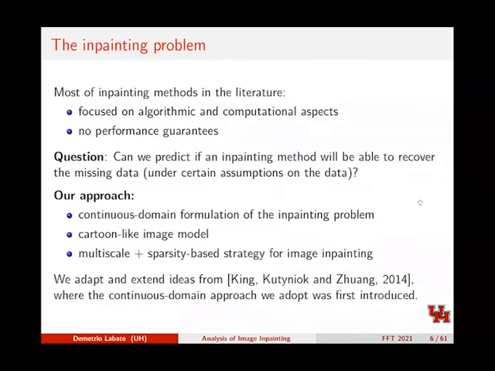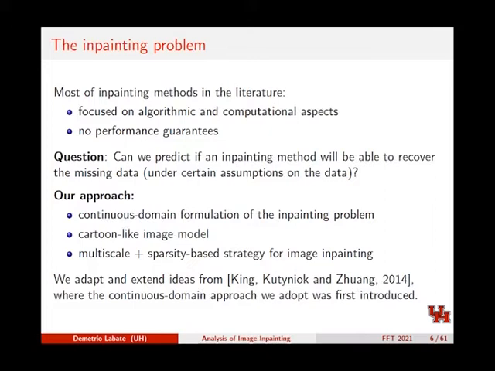And so the approach that I will formulate, just to summarize quickly the main ingredients of my point of view, is I will actually adopt a continuous domain formulation where the images will be modeled using a simplified model, which is consistent with the so-called cartoon-like image model. And the strategy that we'll propose and develop, both theoretically and then numerically, is in fact combining the framework of multiscale representation together with some type of sparsity-based constraint.